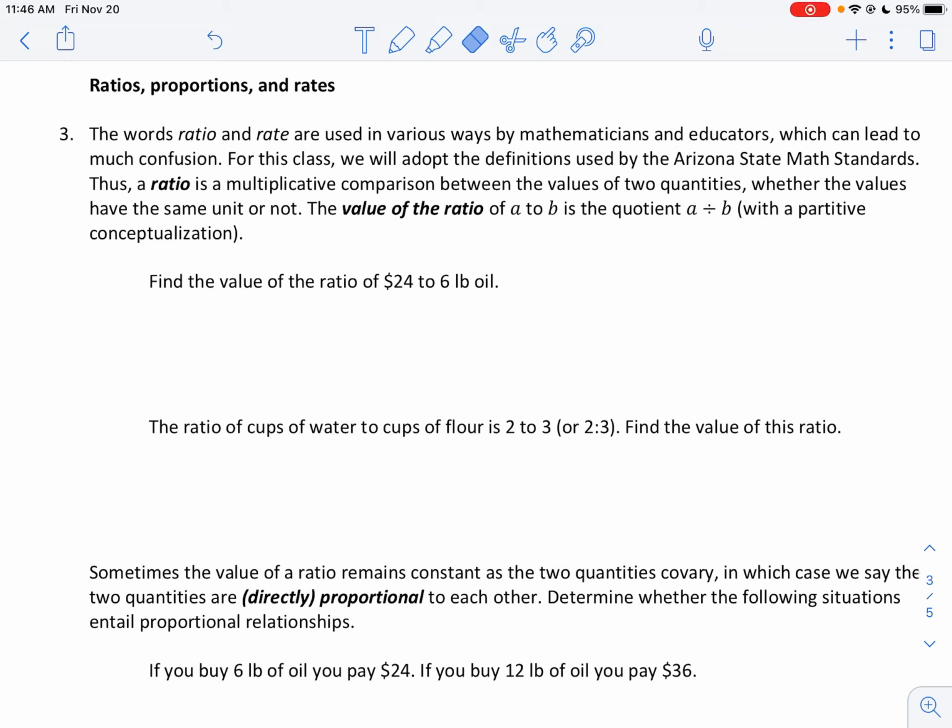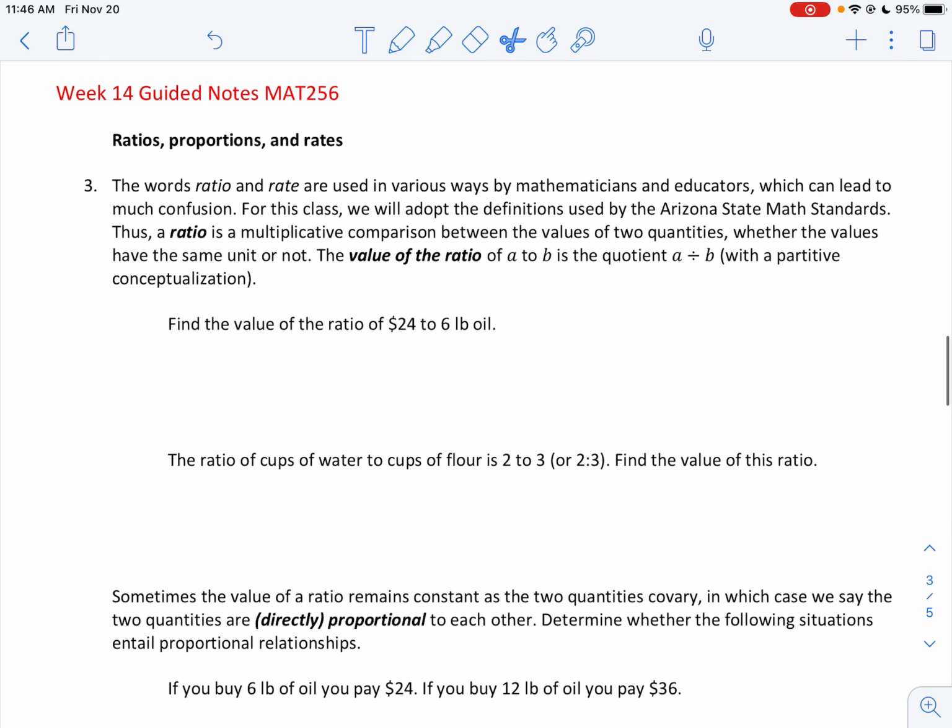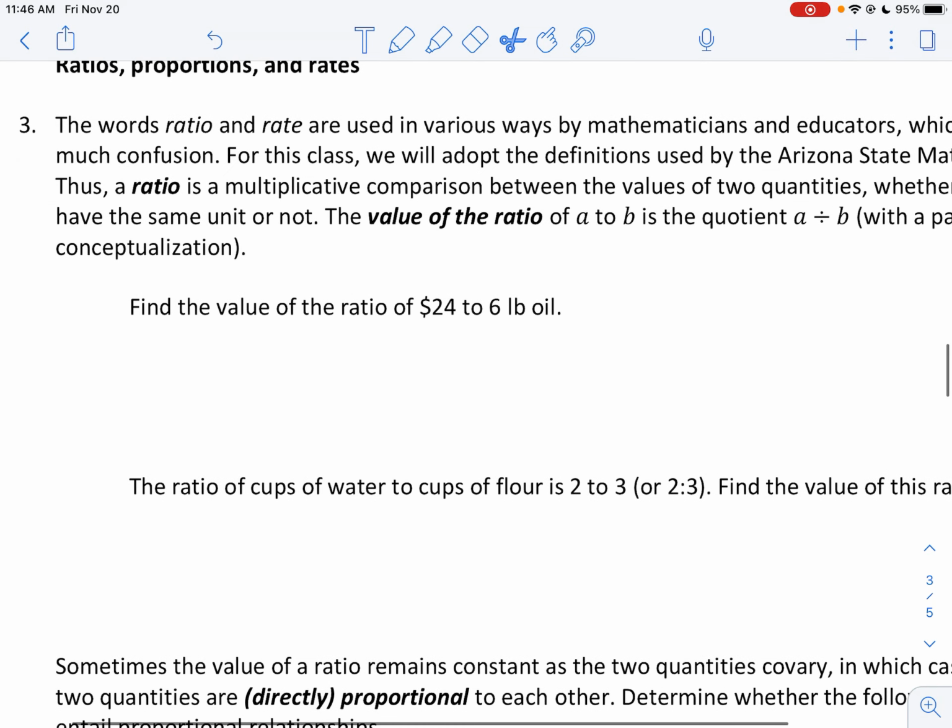Let's do two examples. One example, we're going to have the two values be of different types, have different units. One's dollars, one's pounds. And the other one, we're going to do a ratio that's cups to cups, so they have the same unit, even though it's cups of water versus cups of flour, but there's measuring volume and they're both the same unit. So different units, same unit, and see how to do the value of a ratio.